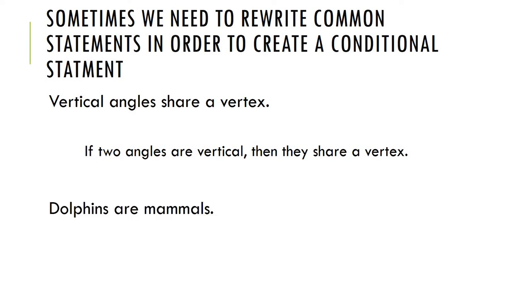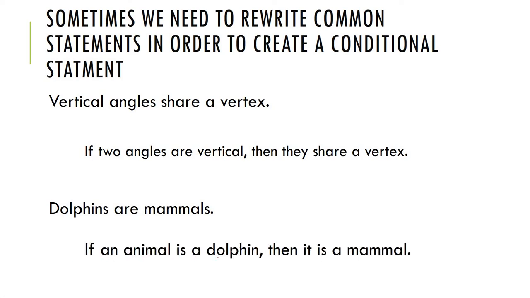So taking the statement, vertical angles share a vertex, and turning it into an if-then conditional. Try it yourself with this one. The statement is dolphins are mammals. Can you rewrite this to an if-then statement? So if an animal is a dolphin, then it is a mammal. So this is one of the tasks you're going to be working on in class.